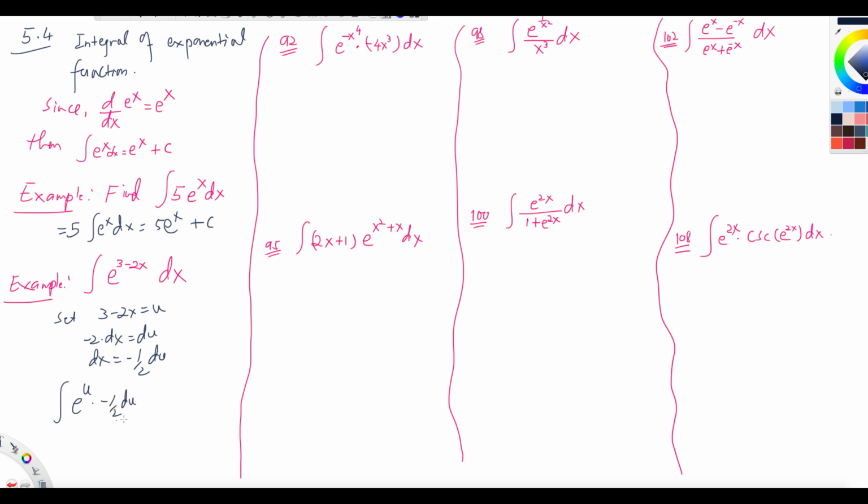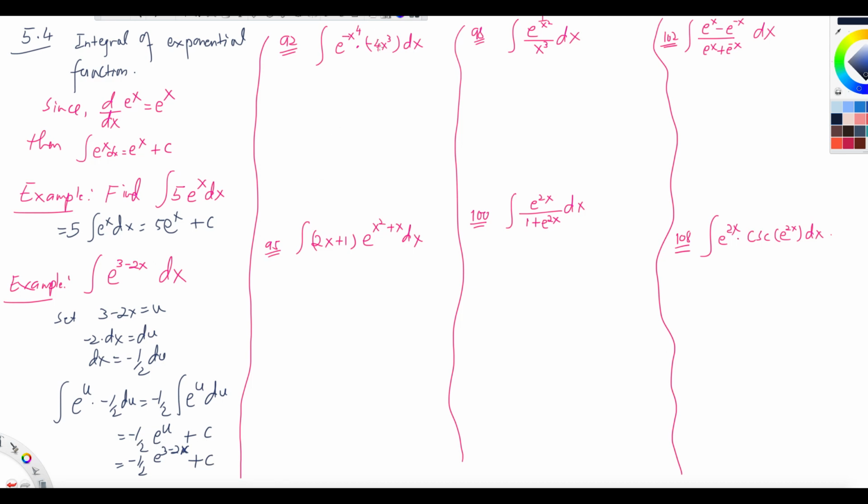So here this integral can be written as e to the u times negative 1/2 du, because dx is negative 1/2 du, and that is u. So negative 1/2, and you got the integral of e to the u du. So we use that formula: if there is x and dx, then e to the x plus c. Since there is u, it will be negative 1/2 e to the u plus c. But what is u though? 3 minus 2x. So the final answer is negative 1/2 e to the 3 minus 2x plus c. That is the final answer.